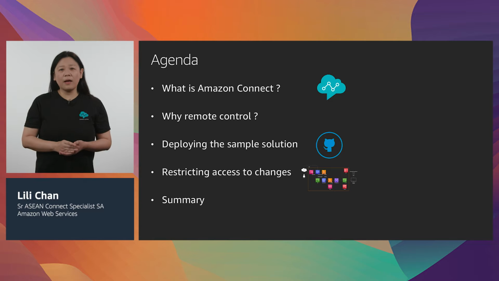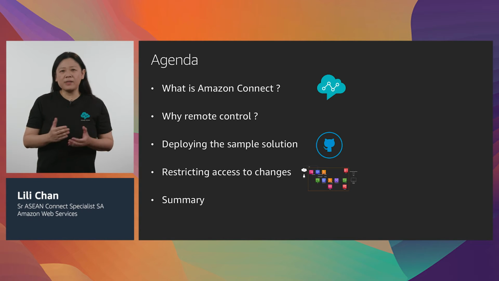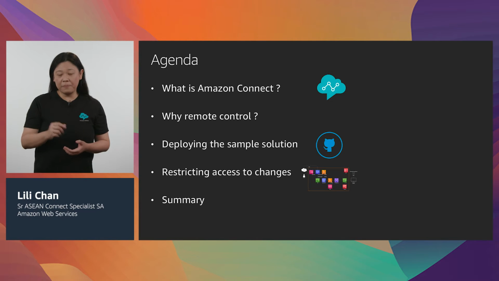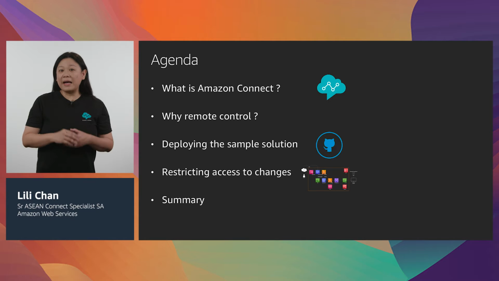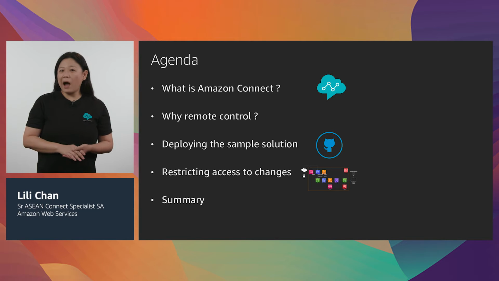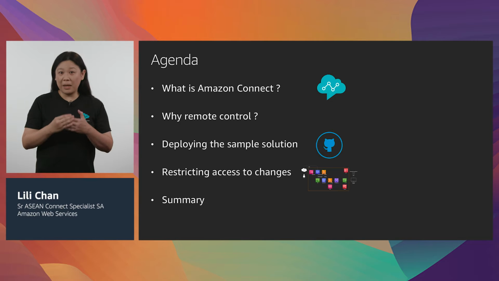Let's take a quick look at our agenda for today. We will be touching on what is Amazon Connect and why are we looking at remote control. Then there's a deep dive into deploying the GitHub solution for remote controlling Amazon Connect Contact Center. Next, we will look at enhancing it further. On top of being remote control, let's make it self-service as well. There's also a part on how we can control and restrict access to such changes made.